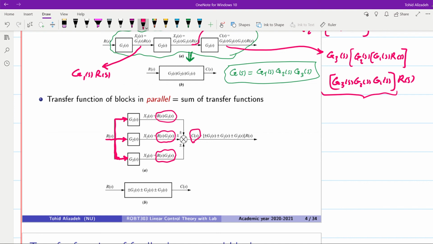And therefore if we replace the whole thing here with a single block, the transfer function for that will be equal to plus minus G1 plus minus G2 plus minus G3 of S. So in this way we can combine the blocks which are in parallel with each other.